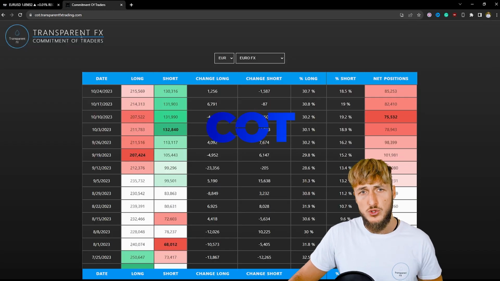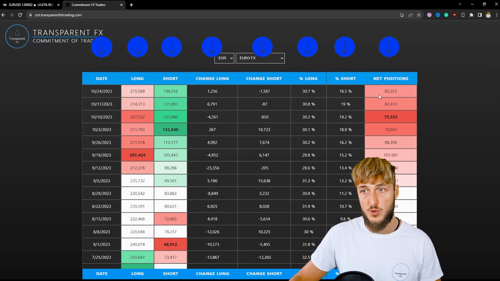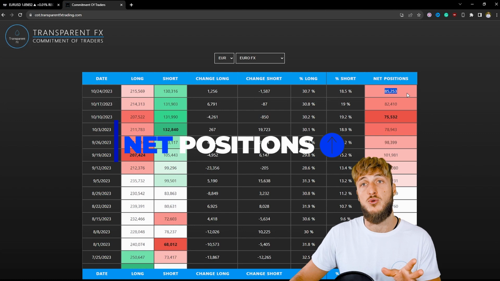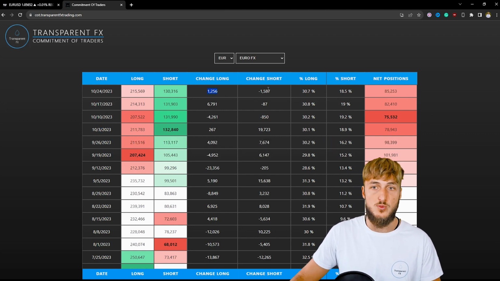So if we go and see what we have when it comes to the commitment of traders, so what institutions are doing, and we check the data precisely for the euro, we can see how with the last reports we went from 75k net positions up to 85.2k net positions, with 1.2k longs added with the last report and 1.5k shorts getting closed.